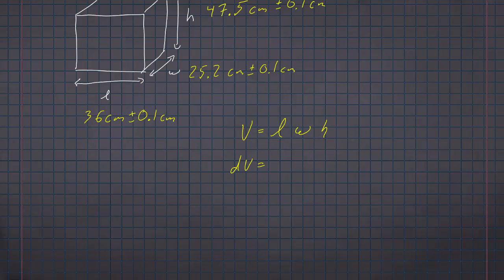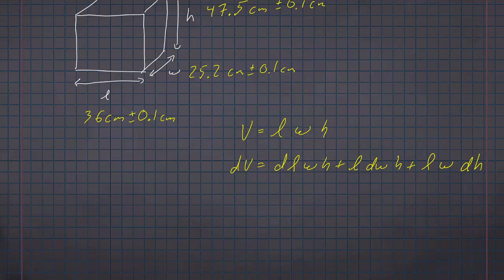On the right-hand side, we'll need to use the product rule. The derivative of L is dL times W times H. And then we take the derivative of W: L times dW times H. And then we take length times width times the error on H, which is dH. By calculating this, we can figure out how accurately we know the volume when we plug these numbers in.